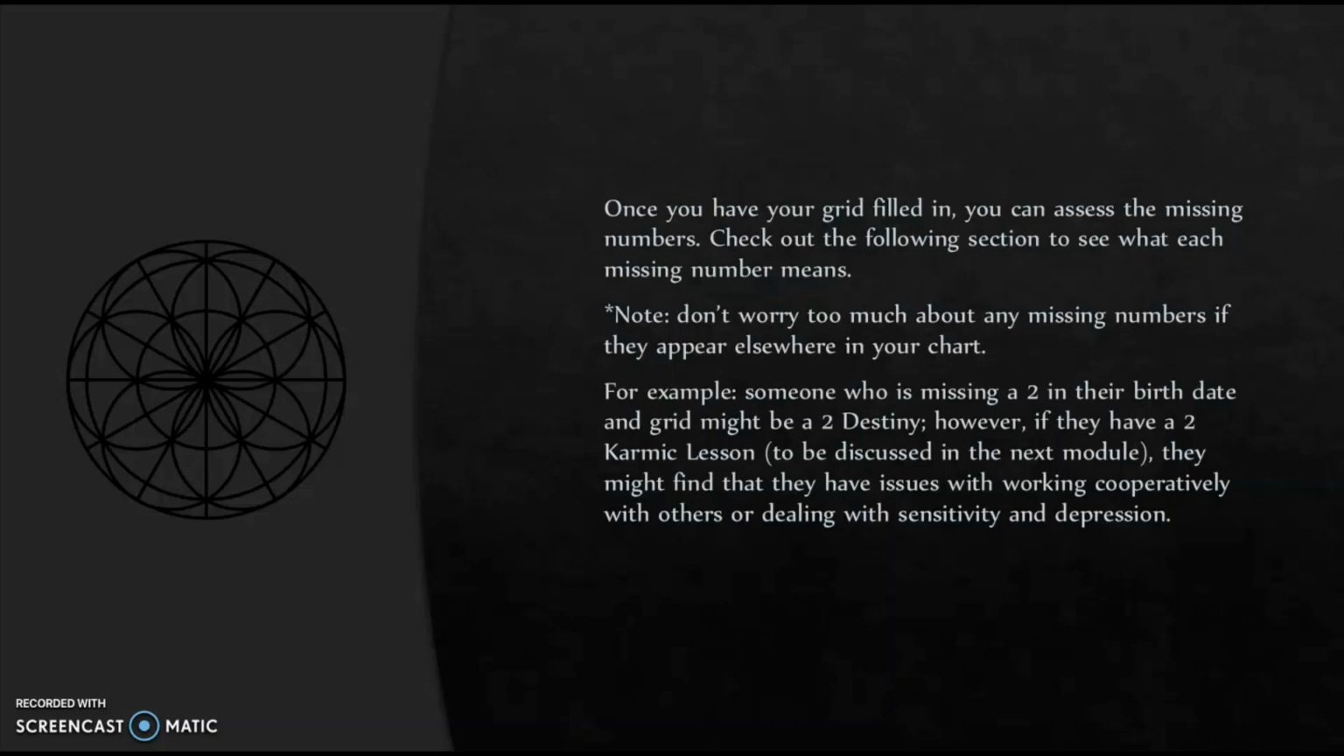Note, don't worry too much about any missing numbers if they appear elsewhere in your chart. For example, someone who is missing a 2 in their birth date and grid might be a 2 destiny. However, if they have a 2 karmic lesson, to be discussed in the next module, they might find that they have issues with working cooperatively with others or dealing with sensitivity and depression.